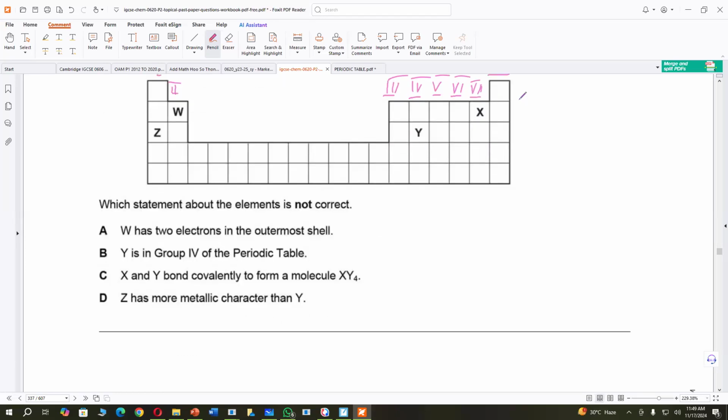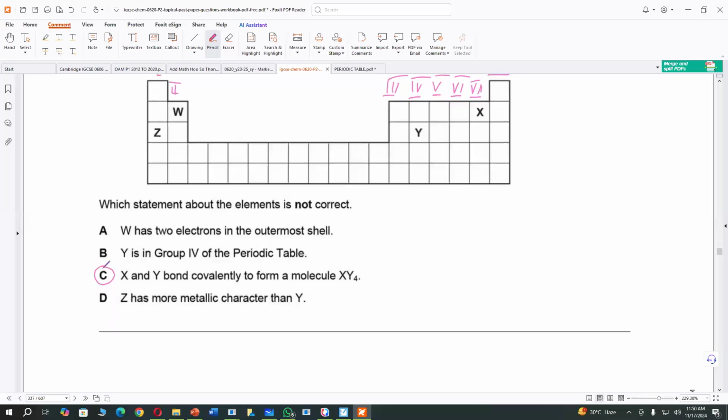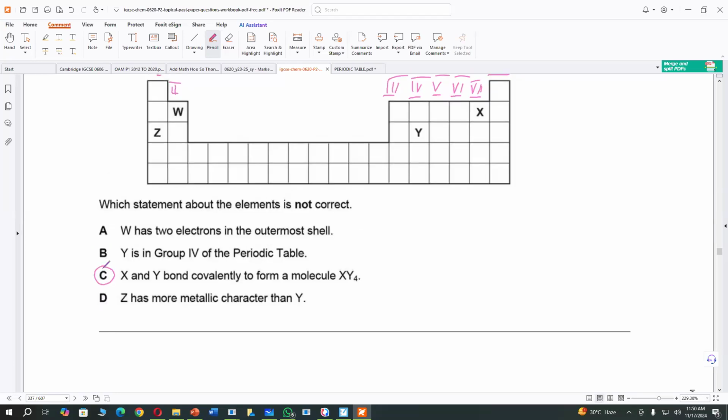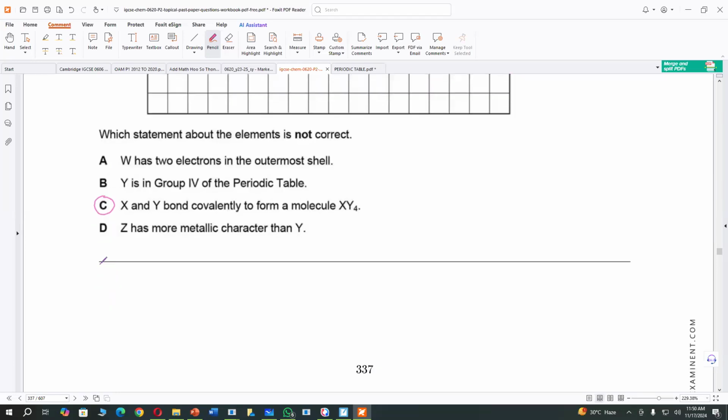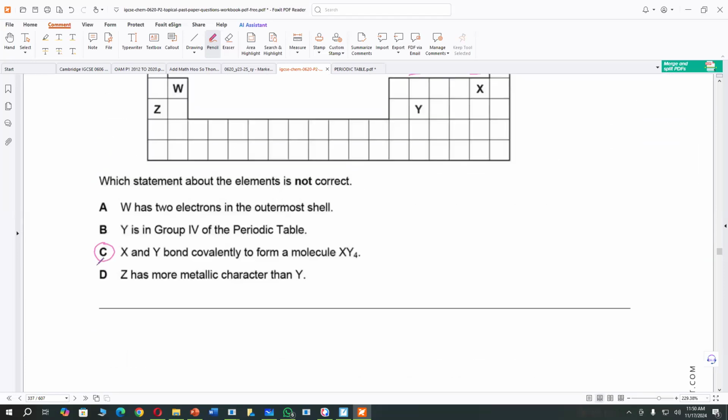Yes, right answer. Why? What's a covalent bond again? A covalent bond is between a non-metal and a non-metal. An ionic bond is between a metal and a non-metal. So XY4 means group 4 and group 7. So this is possible. Is group 4 a metal? Group 4 is not a metal.